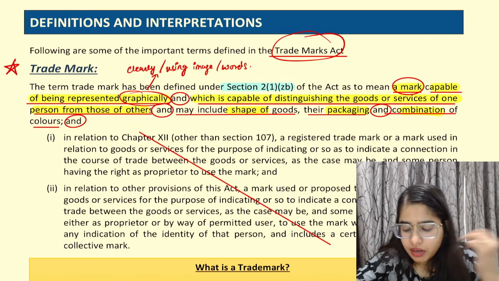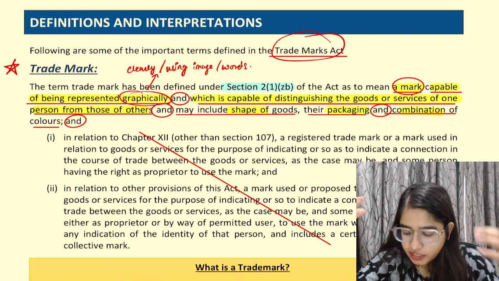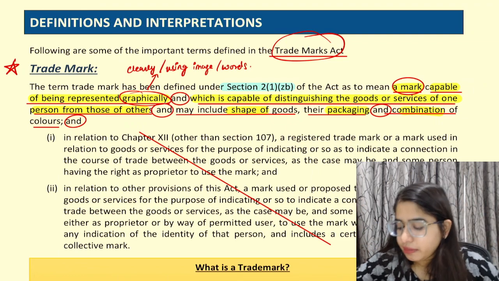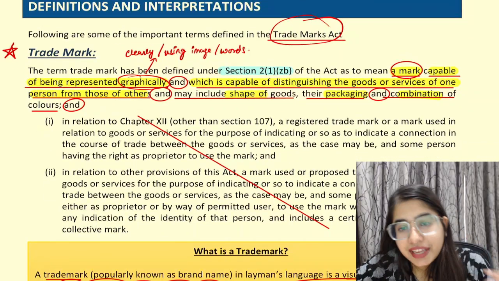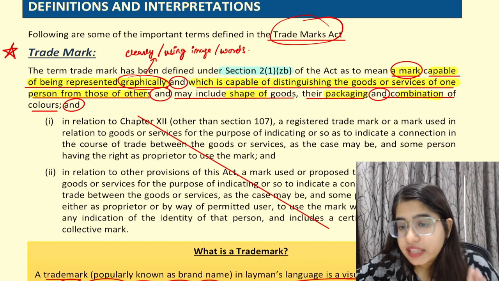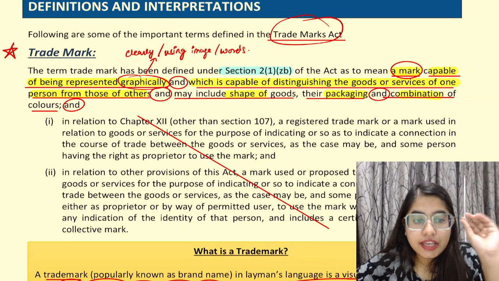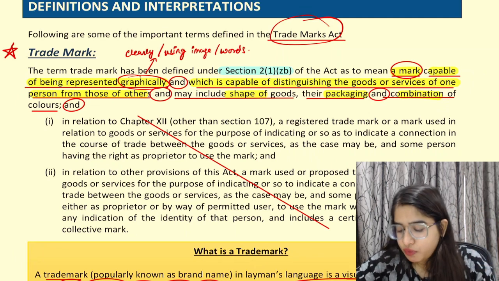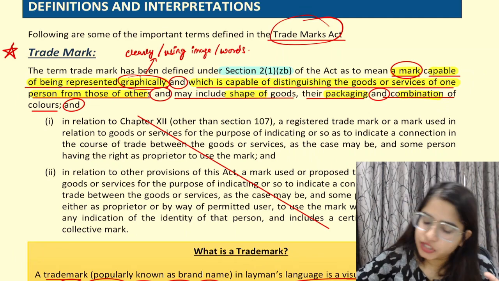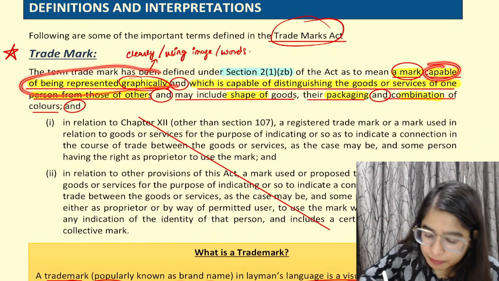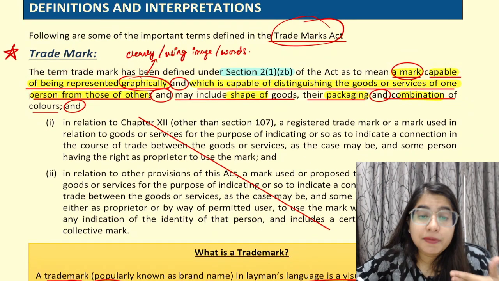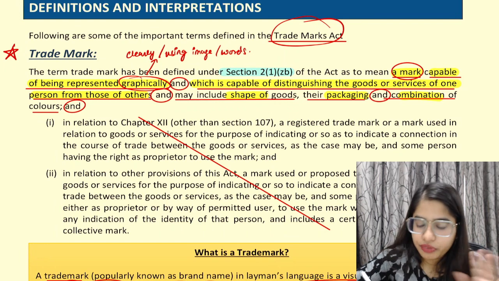So, trademark. Section 2(1)(zb) defines the word trademark. It says that trademark means a mark capable of being represented graphically. We'll see each word, and each word we will analyze in very detail. So first of all, trademark means any mark, a mark which is capable of being represented graphically, which you can represent graphically. What does this mean? We'll do, wait.